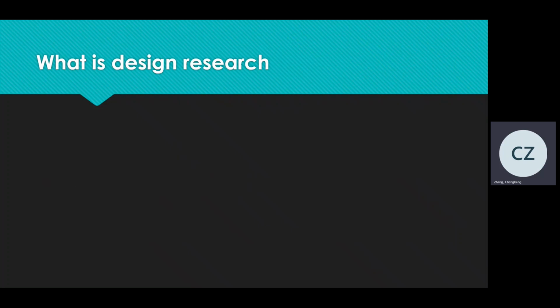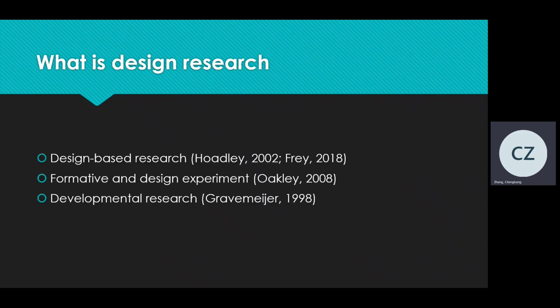What is design research? Firstly, I have to clarify that design research is not designing research or design of a research. Of course, if we want to conduct a research, we have to design it in advance. However, it's different from the design. It's not the design research that I'm going to talk about today. Design research is a type of research that can also be called design-based research, formative and design experiment, or developmental research by some other researchers.